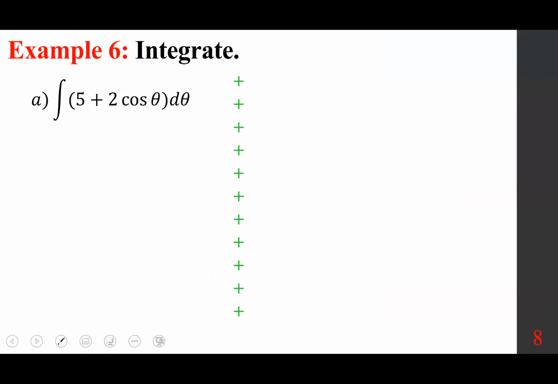Before we move on with this, I want you to pay attention to this, which means theta is the independent variable. So when you want to integrate 5, it's not 5x, it's not 5t. Be very careful, it's 5 theta. The derivative of cosine is negative sine, but the integral is positive sine, so plus 2 sine theta and a constant. Again, be careful with this.